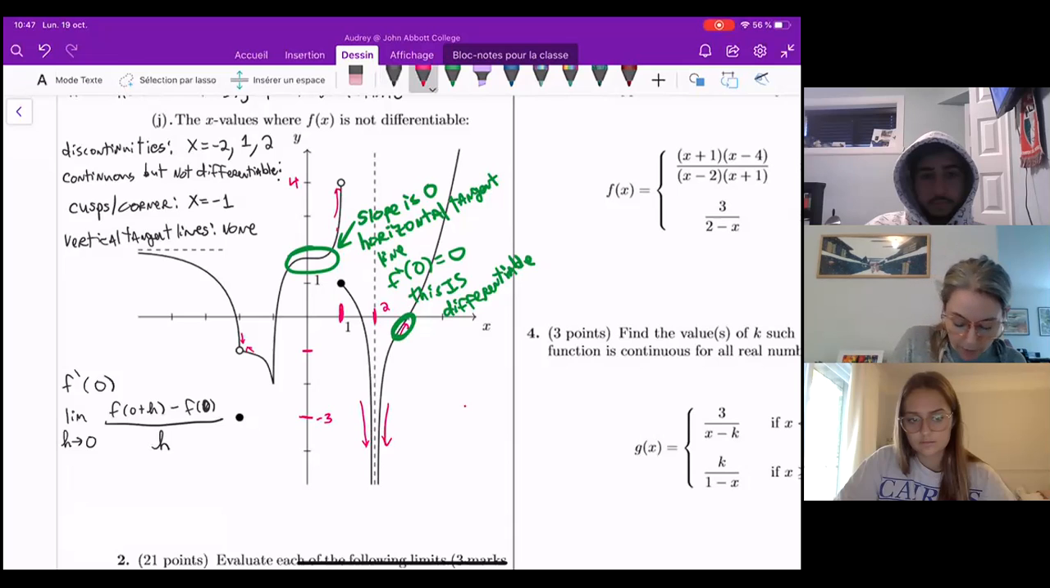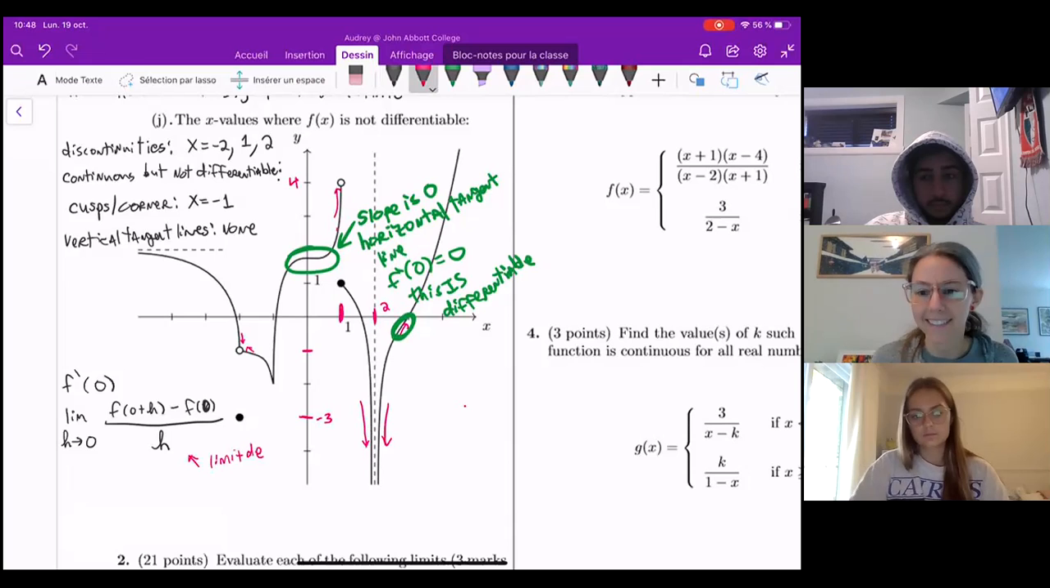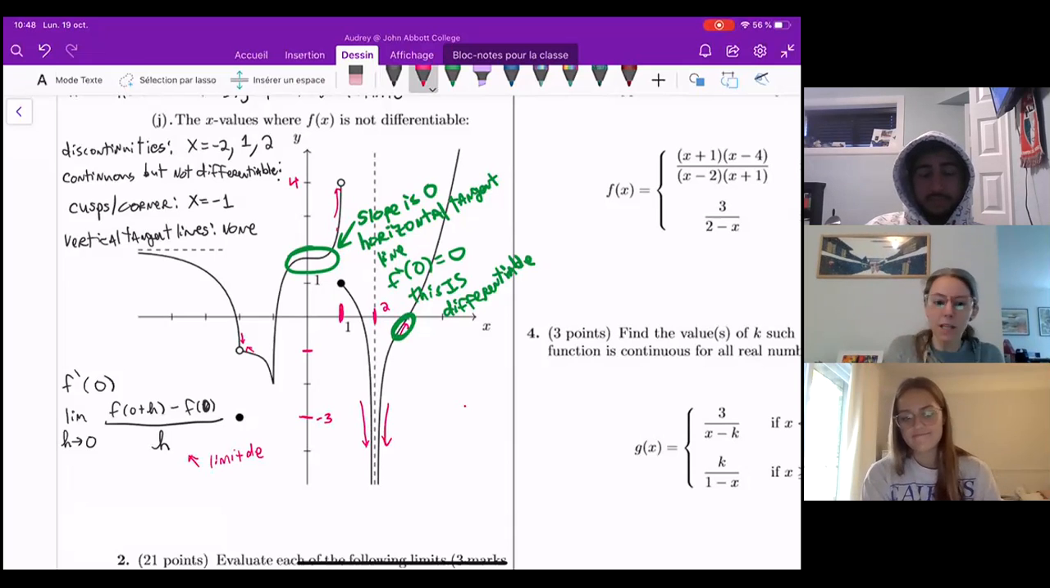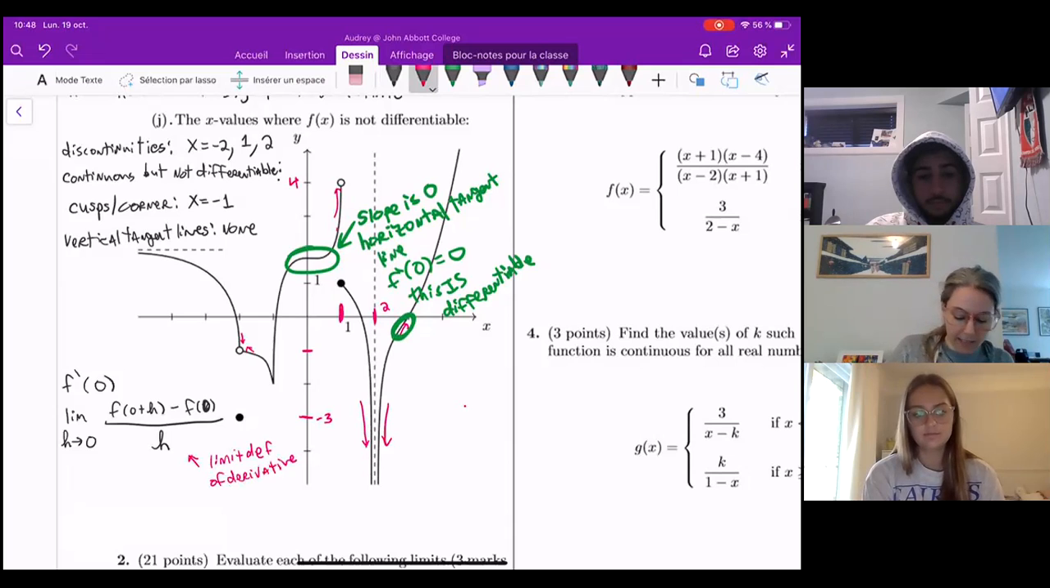This right here is the limit definition of the derivative, which hopefully you guys have memorized by now. You've all memorized it, right? Good. So when you see this, you'll recognize this is the limit definition of the derivative. So it's asking you the same thing. So these are the same question. And what's the answer?